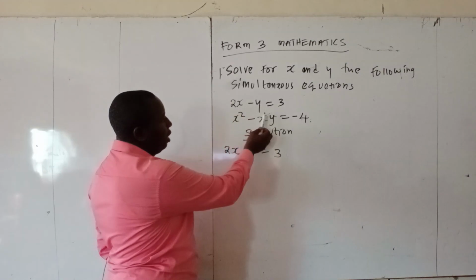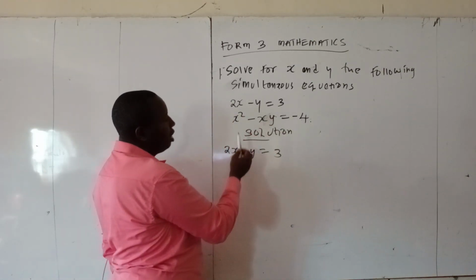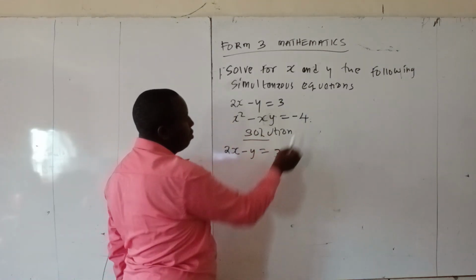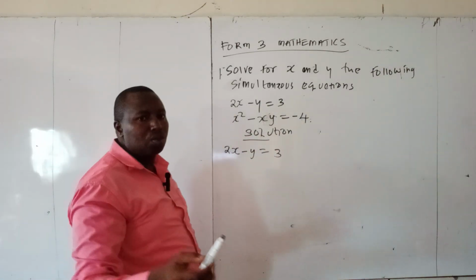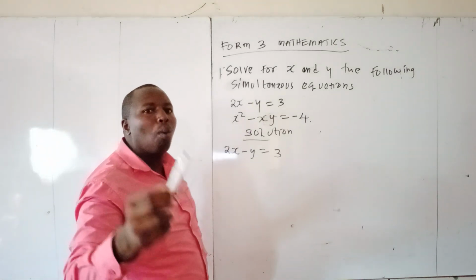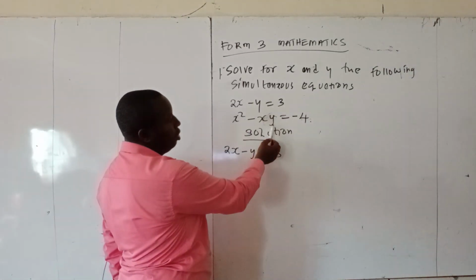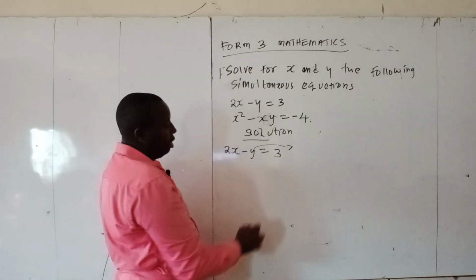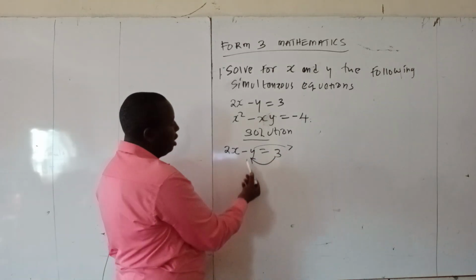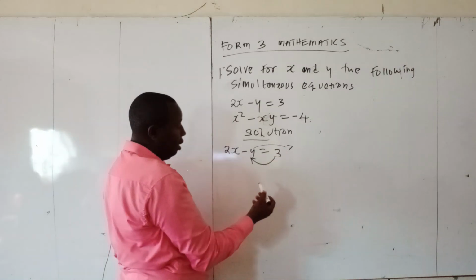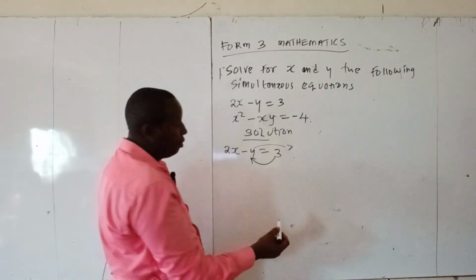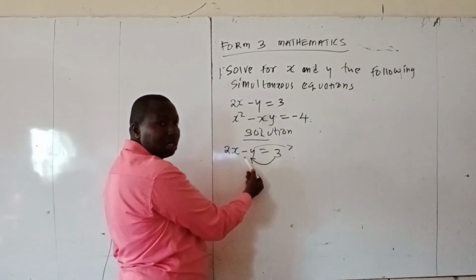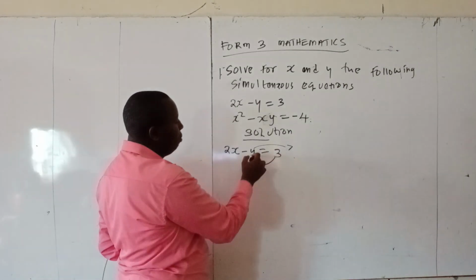So you have 2x minus y is equal to 3. Now you check the second equation, we have x squared minus xy is equals to 4. The easiest one that you need to substitute is y, because here we have y. You substitute y or make y the subject. So you can take y on this side and bring 3 on this side. This y is minus y, but when you take it on the other side, it becomes positive. When you bring 3 on this side, 3 will be negative.